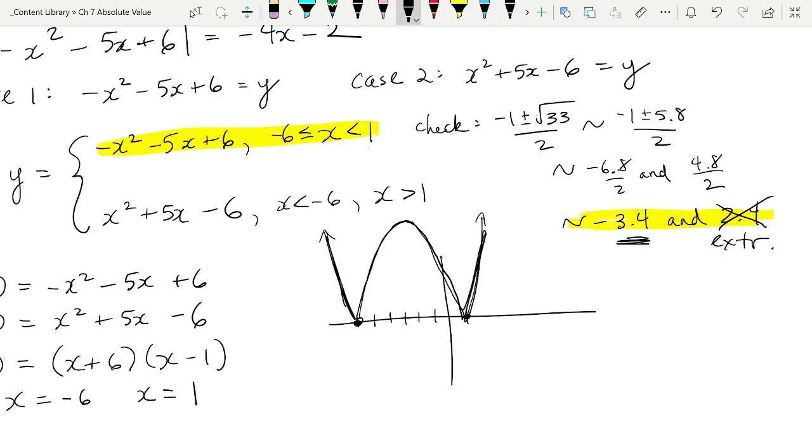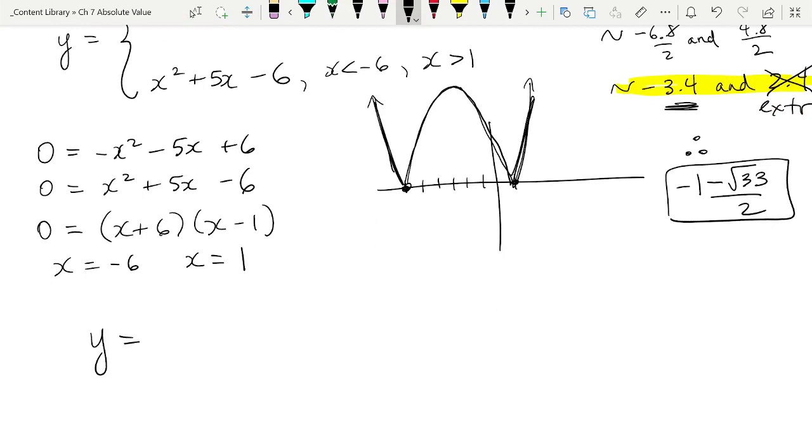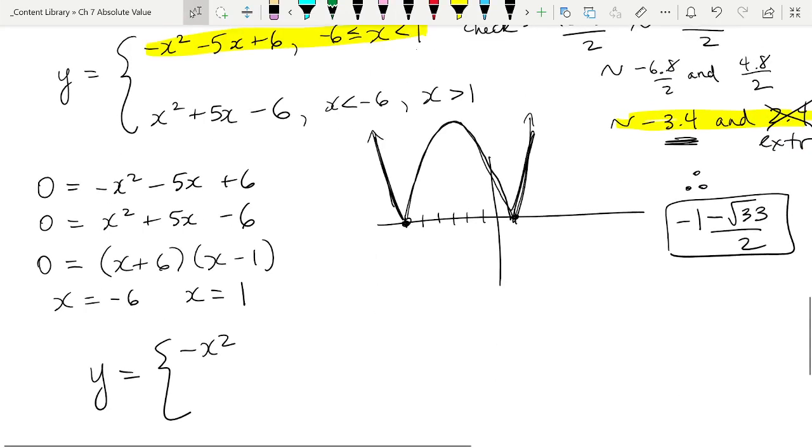This is both of them again. Therefore, negative 1 minus root 33 over 2 is my solution. Okay, we already knew that because we did all the arithmetic, but now let's apply this thinking to the other one. So the other two answers, I'll rewrite this down here. The other two answers again were... so again, we already tested this case.